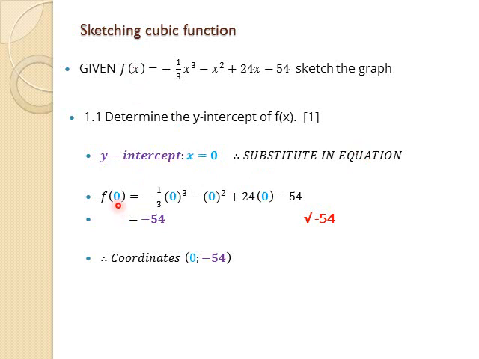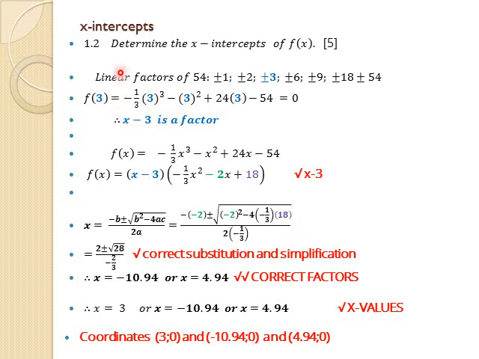So f of 0 simply means wherever I see x, it becomes 0 cubed, 0 squared, plus 24 times 0 minus 54. All those fall away, and I'm left with negative 54. So 1 mark for negative 54. The coordinates of my y-intercept are 0 and negative 54. Then we have to determine the x-intercepts of f of x for 5 marks.